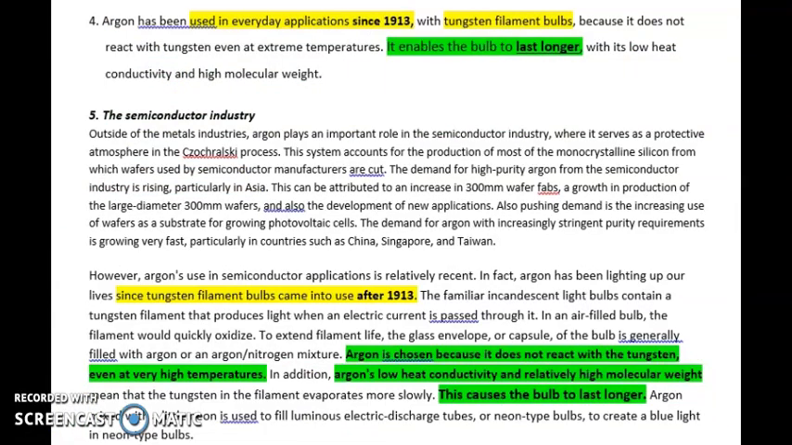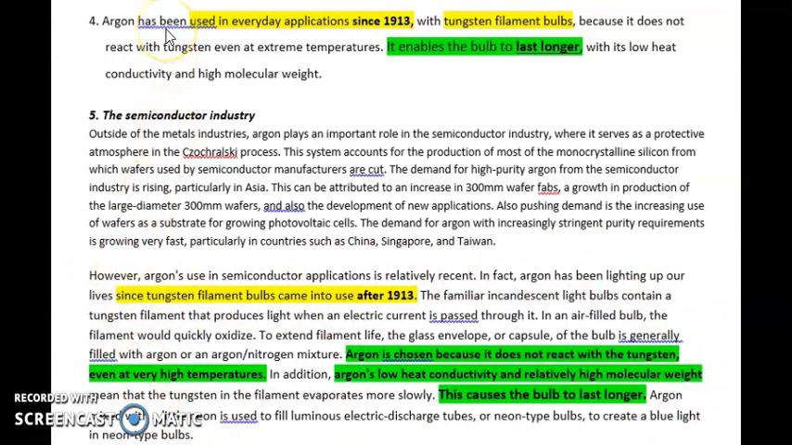The answer to question 4 was in the paragraph which included information about the semiconductor industry. Here the question says argon has been used in everyday applications since 1913. Generally the dates, years, days, time expressions are great clues in search reading. They make it easy for you to find the answer since 1913. So we have the date here, so we can try to find the answer in this part.